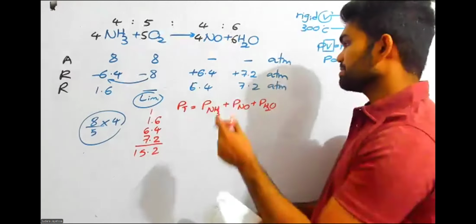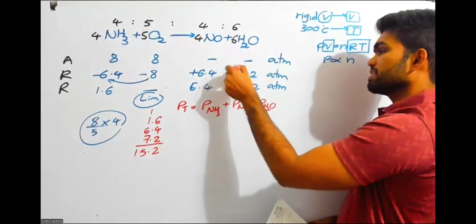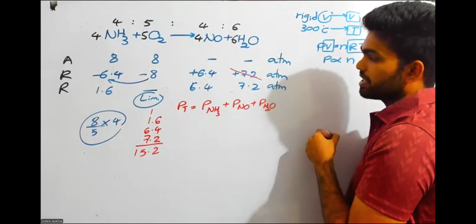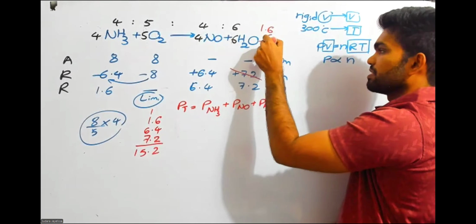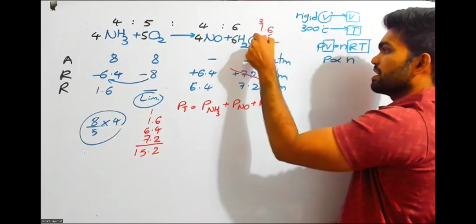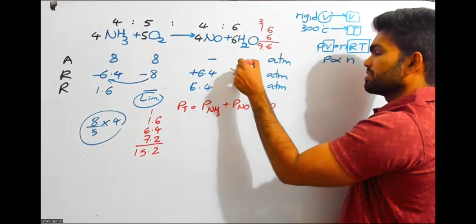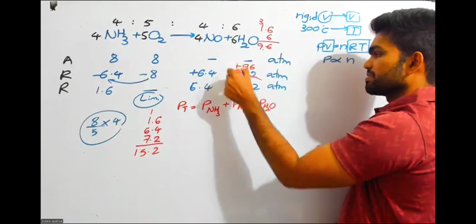9.6. There's a mistake I did. Here it is not 7.4. It is 1.6 into 6, so 36. It is 9.6, not 7.2. 9.6.